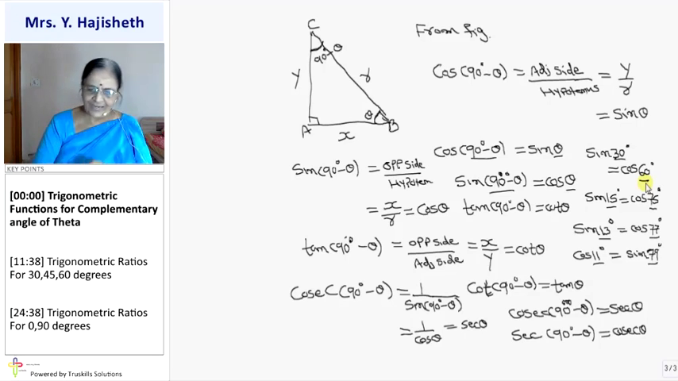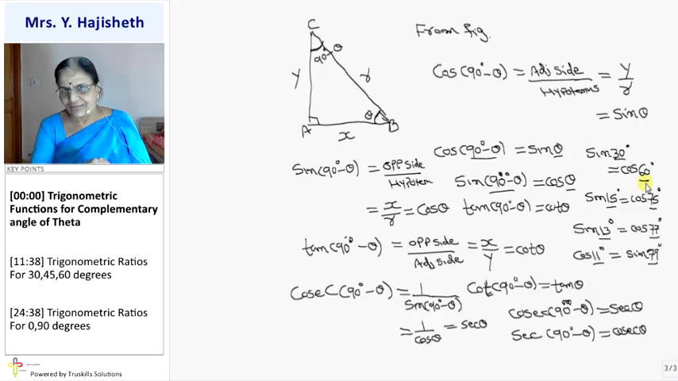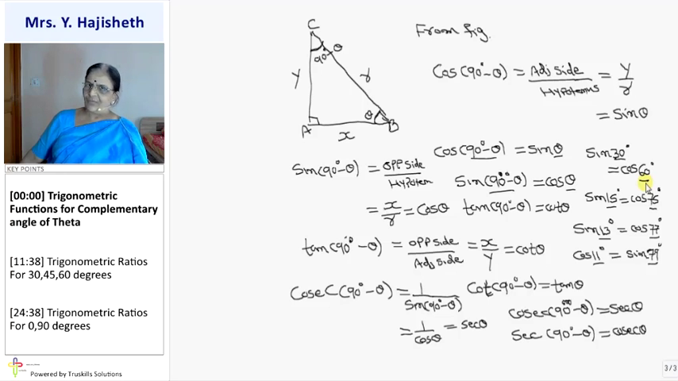If the sum of two angles is 90, then they are called complementary angles. So sin and cos are equal if the sum of their angles is 90. Tan and cot are equal if the sum of their angles is 90. Cosec and sec are equal if the sum of their angles is 90. That means sin of one angle is cos of its complementary angle. Cos of one angle is sin of its complementary angle. Tan of one angle is cot of its complementary angle. Cot of one angle is tan of its complementary angle. Cosec of one angle is sec of its complementary angle. And sec of one angle is cosec of its complementary angle.